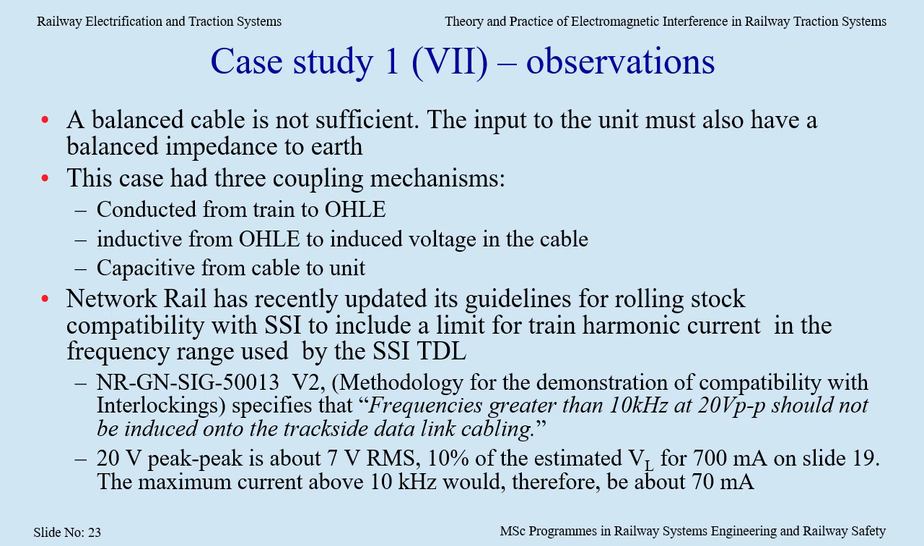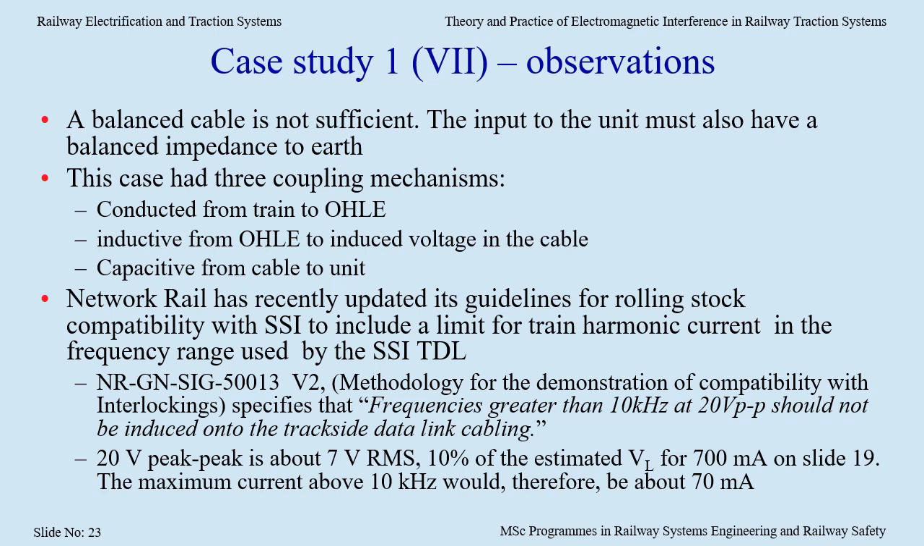Network Rail has recently updated its guidelines for compatibility with SSI to include a limit for train harmonic current in the frequency range used by the SSI TDL. NRGN SIG 50013 version 2, methodology for the demonstration of compatibility with interlockings, specifies that frequencies greater than 10 kHz at 20 volts peak to peak should not be induced onto the trackside data link cable.